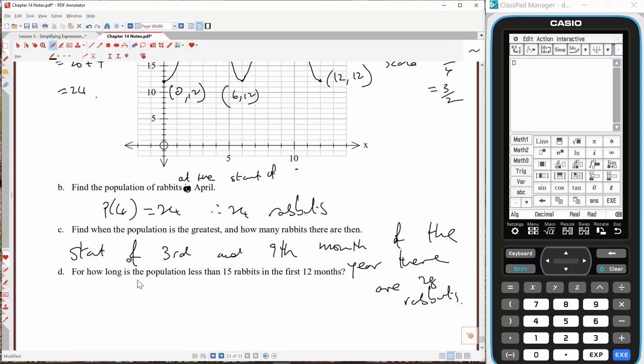All right, find how long the population is less than 15 rabbits in the first 12 months. So I'm just going to give you a quick rundown of how to do this kind of problem.